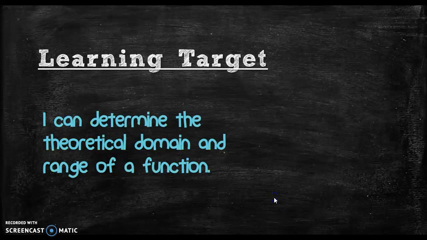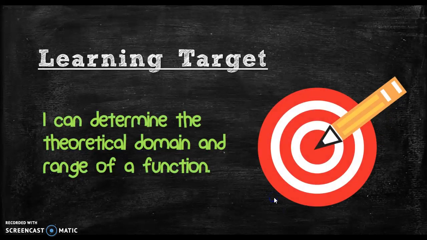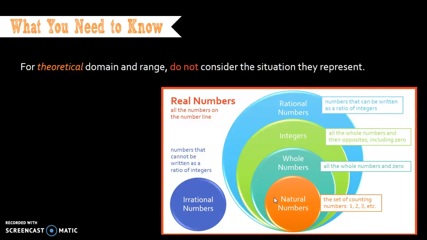I can determine the theoretical domain and range of a function. Here's what you need to know. For a theoretical domain and range, you do not consider the situation they represent. You're just looking at the numbers at face value. They don't mean anything. They don't stand for anything. They're not attached to a real life thing. You're just looking at the actual numbers.